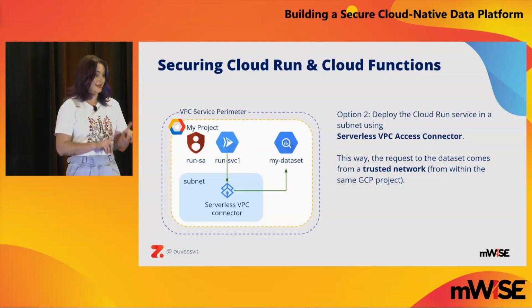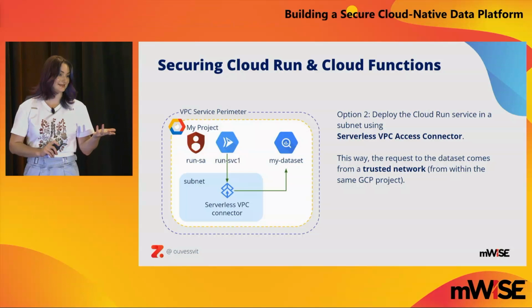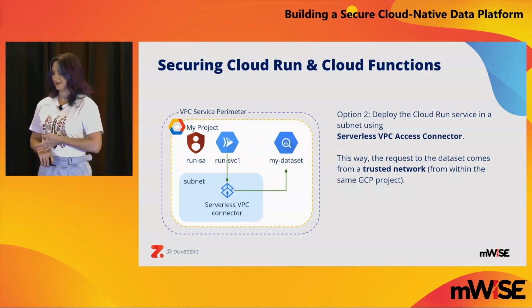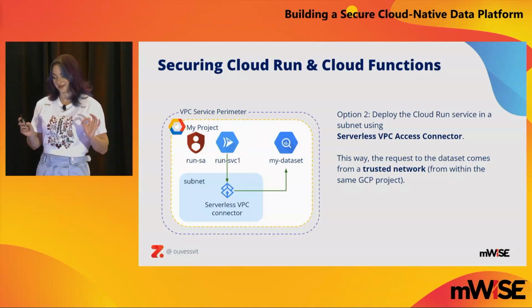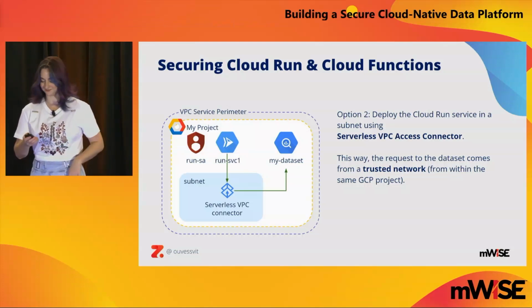Cloud Run actually now has a native feature like that. You no longer need a serverless VPC connector for Cloud Run. You can just use VPC egress, and it's natively available within Cloud Run. Very handy, no more configurations that are kind of excessive.